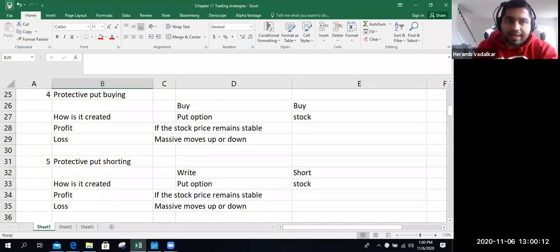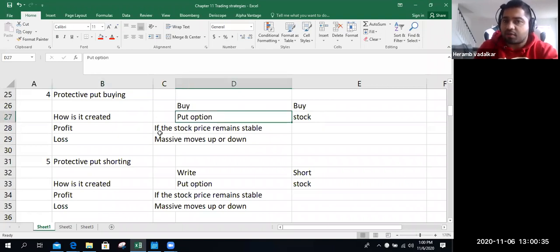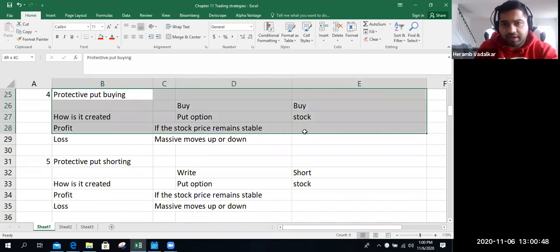Okay. Next is protective put buying. So what is a protective put? You have the stock, so the stock position is already there and you want to protect it from falling. So how do you do that? You buy a put option. So how is it created? You own the stock and you want to protect it from falling, so you'll buy a put option. Profit will happen if the stock price remains the same. You will not make much difference, right? Losses. So let's work it out.